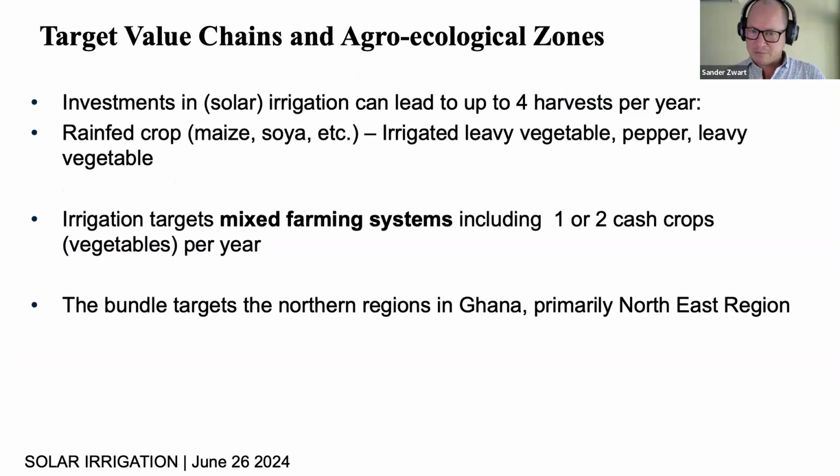So we target mixed farming systems. Of course, irrigation, you don't do it for one crop, but you do it for all crops. Even the rain-fed crop, if there's a drought spell, you can do supplementary irrigation. But of course, it should include a cash crop like a vegetable. In principle, we target the northern regions in Ghana. We know that there's a lot of irrigation in the northeast region, so there's a lot of potential there to introduce a service to expand that even further, but maybe also other regions where there is a potential. So this is a short introduction, and we're happy to answer any questions from the participants. Thank you.